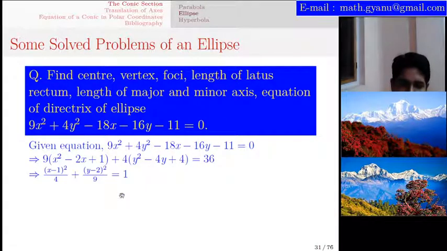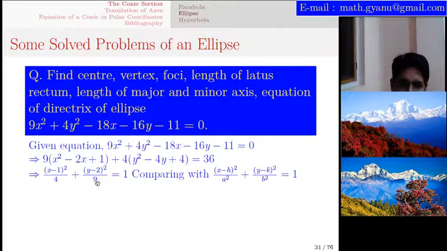And finally, this equation turns into this form: x minus 1 whole square by 4 plus y minus 2 whole square by 9 equal to 1. And this is the form of x minus s whole square by a square plus y minus k whole square by b square equal to 1. Here a square equal to 4, b square equal to 9. That means b is larger than a.